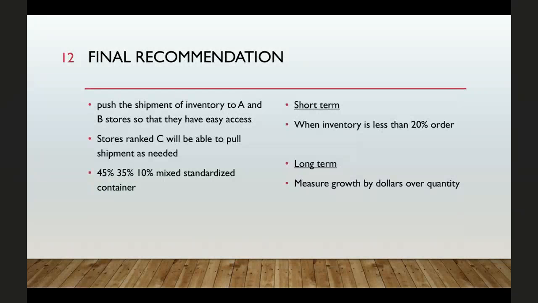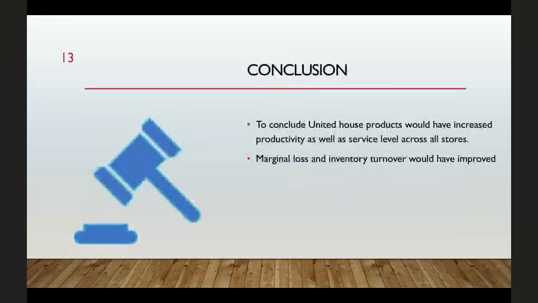It shouldn't, given the new plan, but if it were, just do it like that. And long-term, order growth by dollars over quantity because the quantity is going to stay the same, but at the end of the day, you won't know what you made because of the markdown prices. So in conclusion, United House would therefore increase productivity as well as service level across all stores, and marginal loss and inventory turnover would also improve as well.